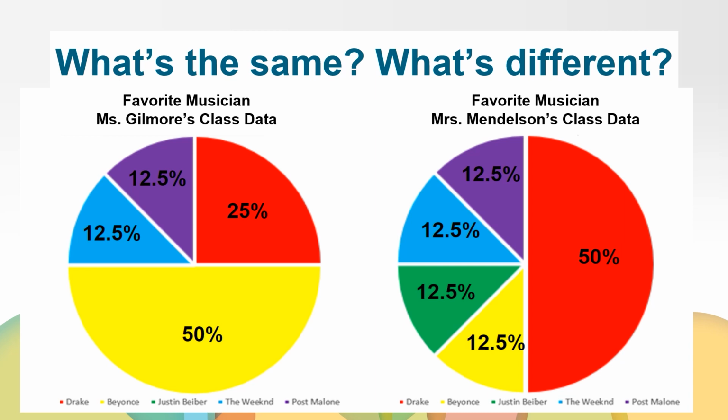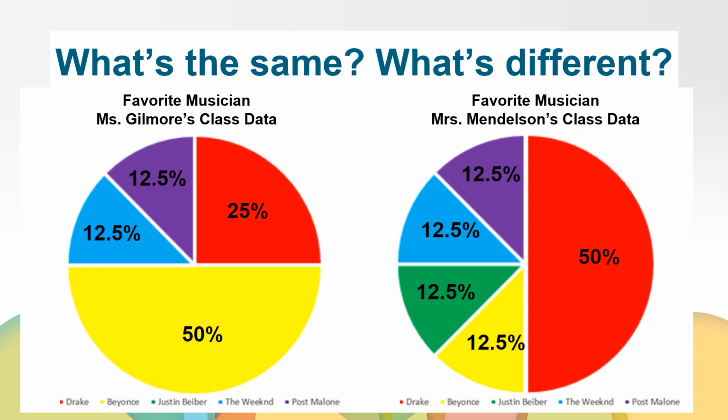Another similarity you might have noticed is that The Weeknd and Post Malone both got 12.5% of the votes in each class, or that both circle graphs have one artist that got half of the votes. One difference you might have noticed is that one musician got half of the votes in each class, Beyonce in Miss Gilmore's class, and Drake in Miss Mendelson's.